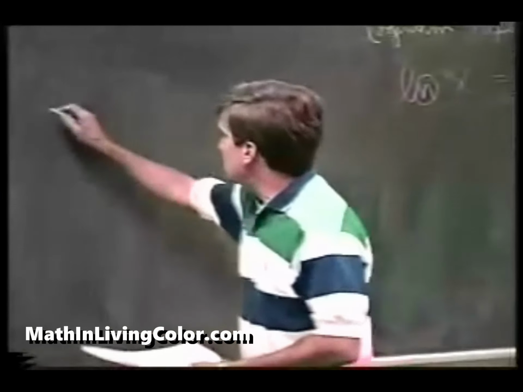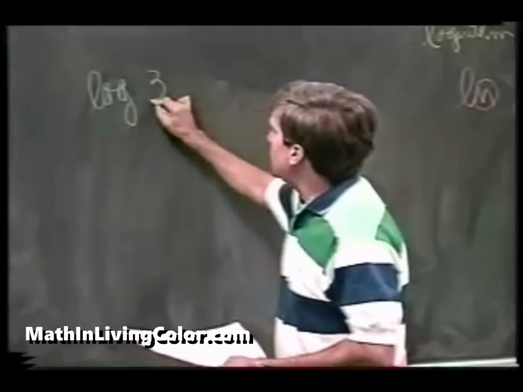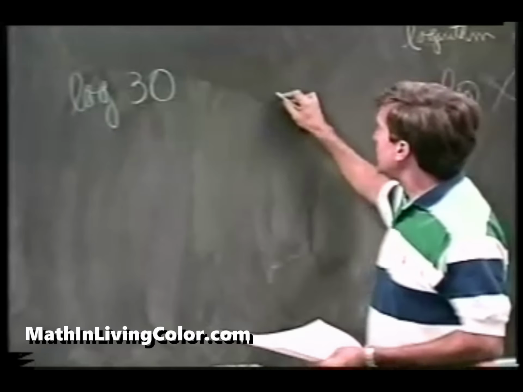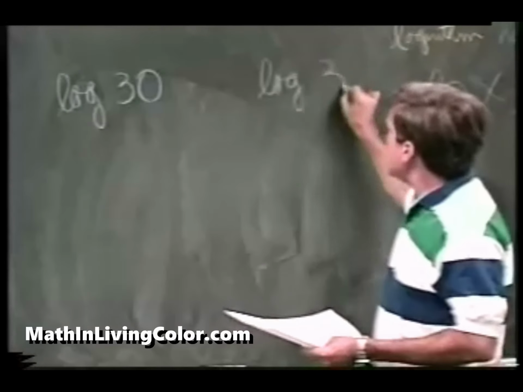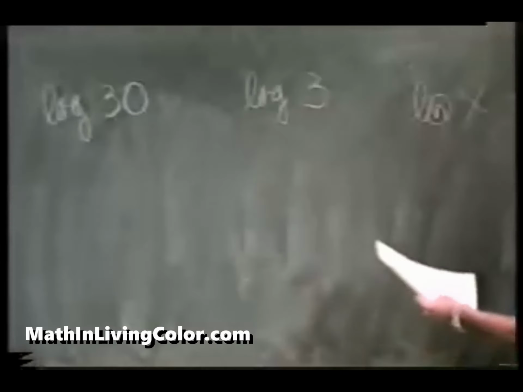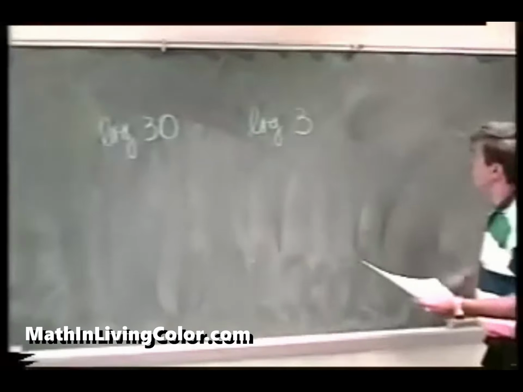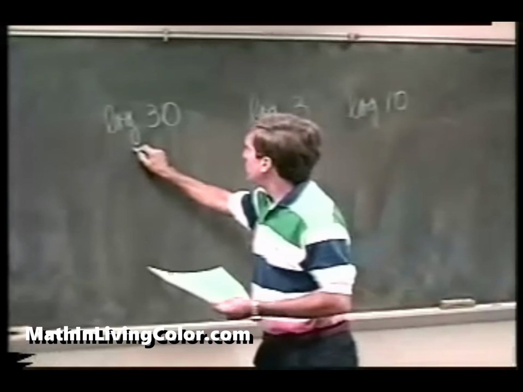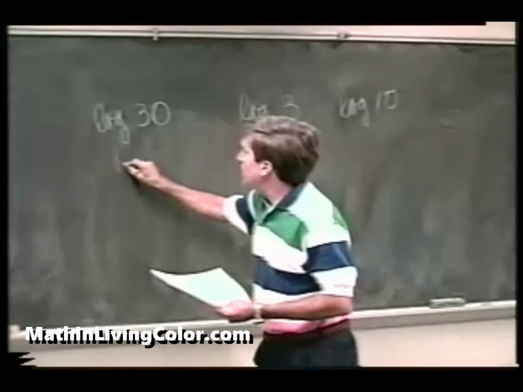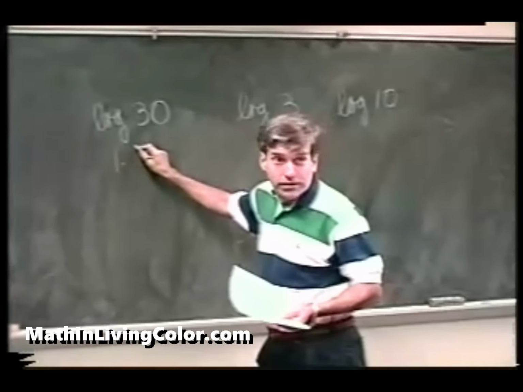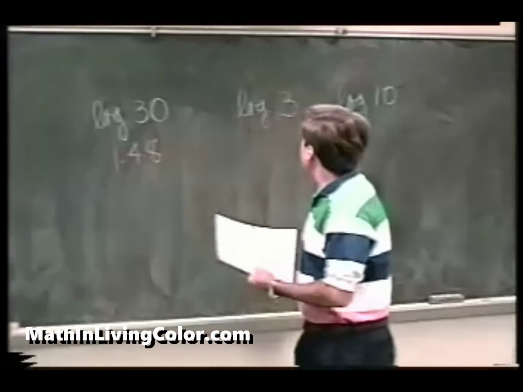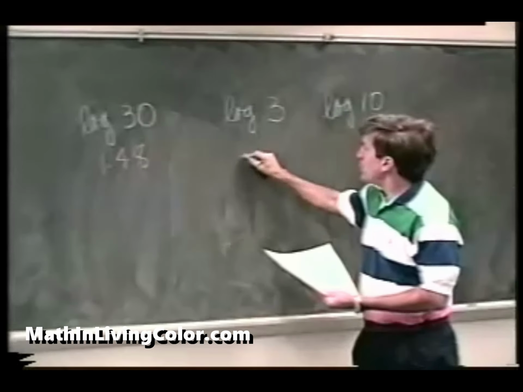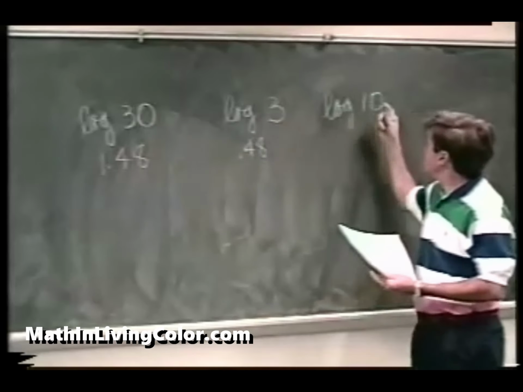Two quick problems. If I wanted to take the log of 30, and I'll need your help for this, and then I would like to get the log of 3 and the log of 10. All right, what's the log of 30? 1.48. I'm going to round it off. Okay. And now what's the log of 3? Round it off. 0.48.